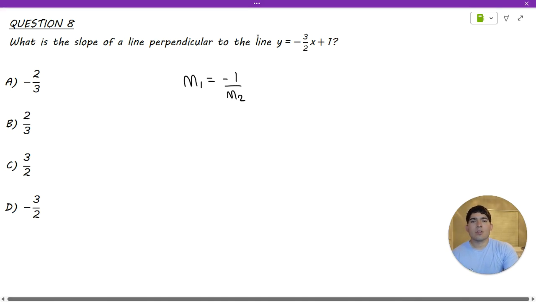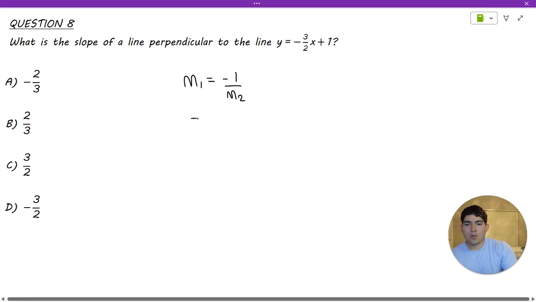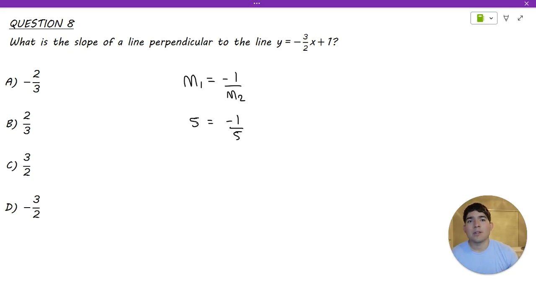So what that means is that when you're looking for the slope of a line that is perpendicular to the original line, what you're looking for is a slope that is the negative reciprocal of the original slope. So let's say your slope was 5, right? The negative reciprocal would be negative 1 over 5. So that's an easy way to remember that. Just the negative reciprocal of the first slope is going to make a line that is perpendicular to that original slope.